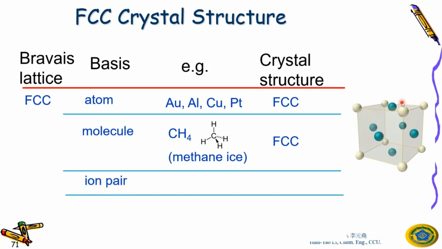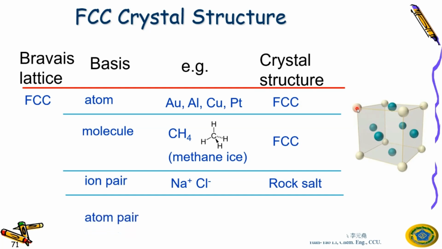And if you have an ion pair here, what does an ion pair mean? It means sodium chloride: sodium cation and chlorine anion. If you put this sodium chloride pair here, it is also FCC. We call this the rock salt crystal structure. It's another name, but it actually also belongs to FCC. It's just that the position changes from one atom to two atoms, one pair of ions.